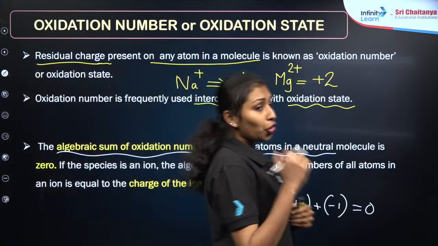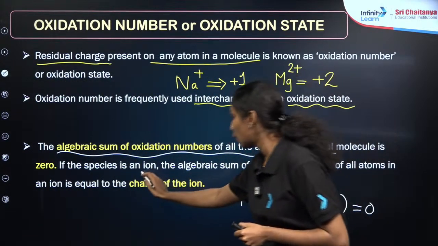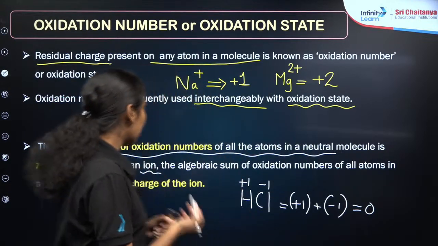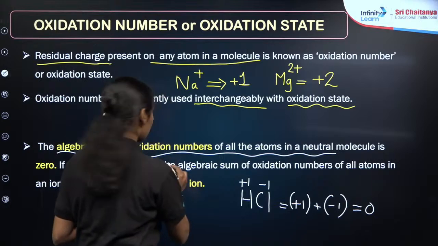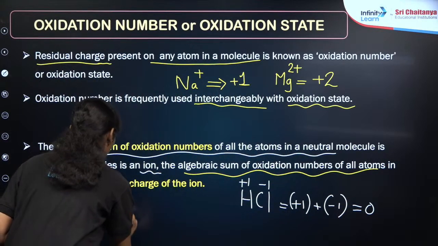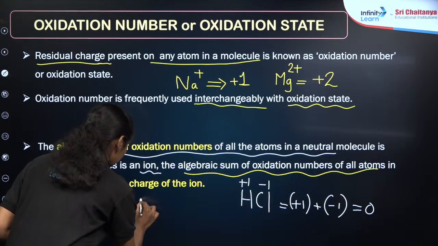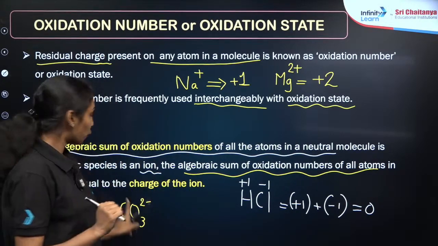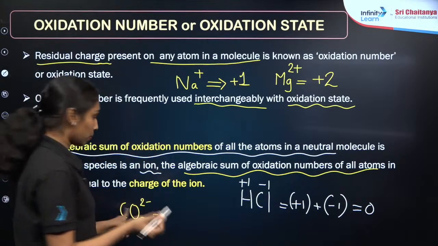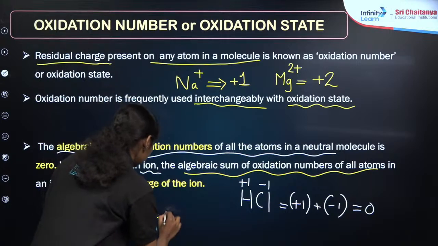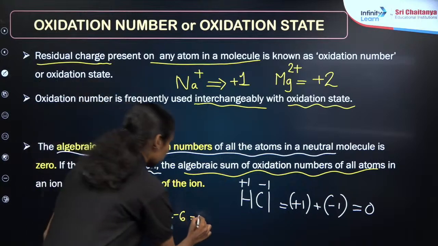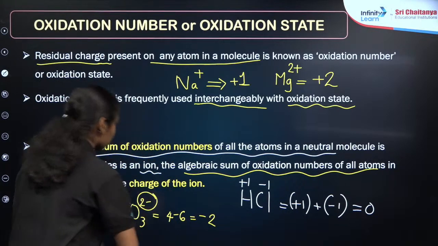Now, whenever we are considering any species as an ion, what will be its oxidation state? The algebraic sum of the oxidation numbers of all atoms should equal the charge on the species. For example, for CO3 2-, the algebraic sum of the oxidation states of carbon and 3 oxygens should equal the charge, that is -2. For example, for carbon, if I take +4 and 3 oxygens at -2 each, that is +4 - 6 = -2, which is similar to the charge on the species. Clear?